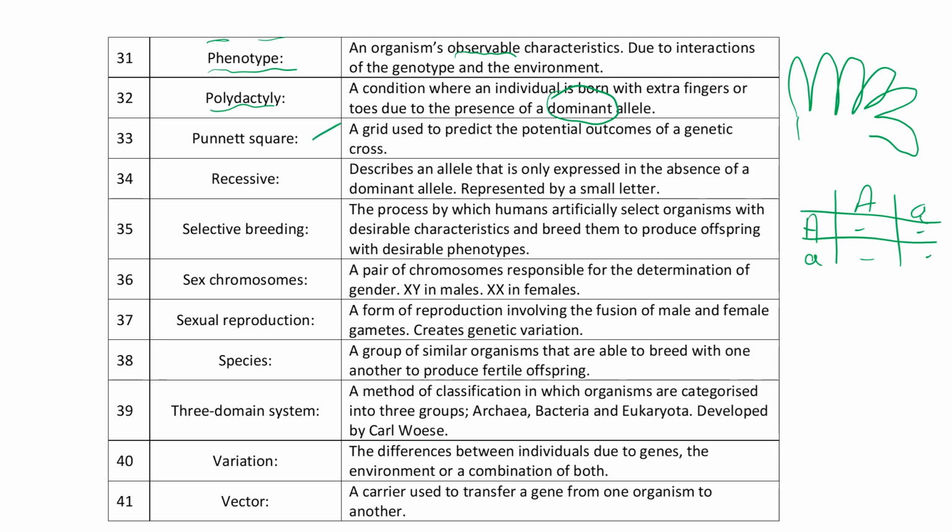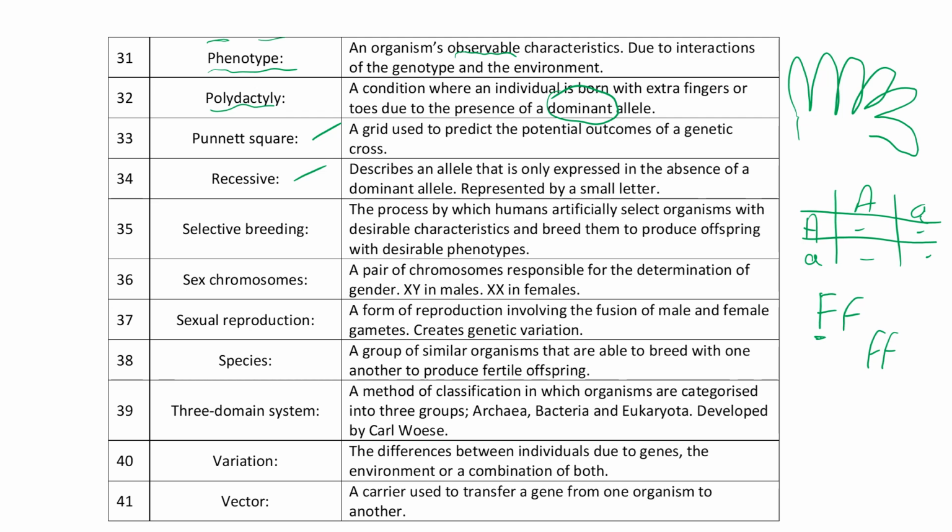Recessive describes an allele that is only expressed in the absence of a dominant. So if you've got big F, the dominant one is then just shown, but if you've got these little f's, I should have drawn them littler, they are recessive.